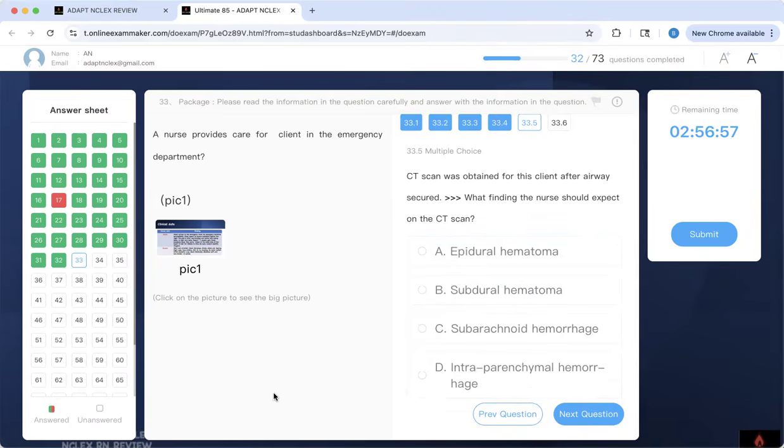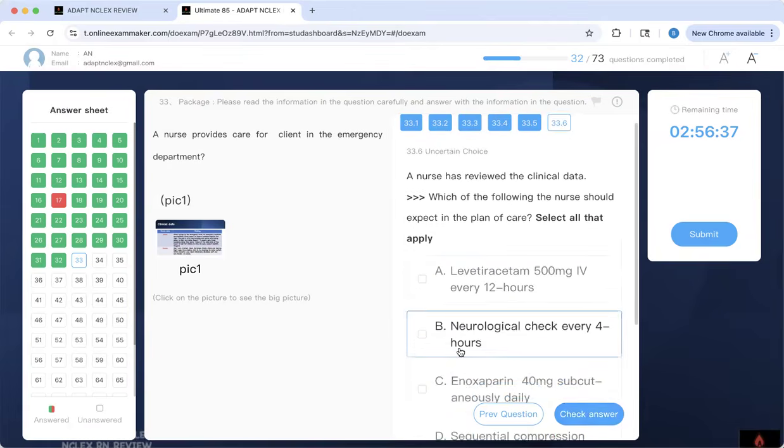What do you think? Worst headache of my life? What kind of headache do you expect? What kind of bleeding should you expect? I can tell you, subarachnoid. Epidural, they will tell you a ball or something hit their temporal area. Subdural, they will tell you they fell, they are old people. Intraparenchymal is inside the brain. Therefore, that's the right answer.